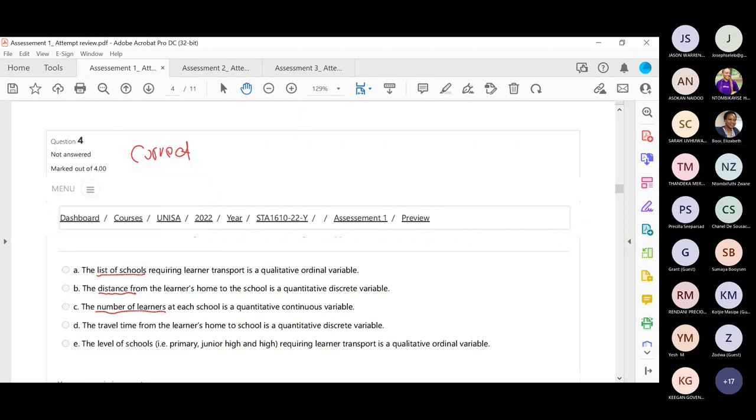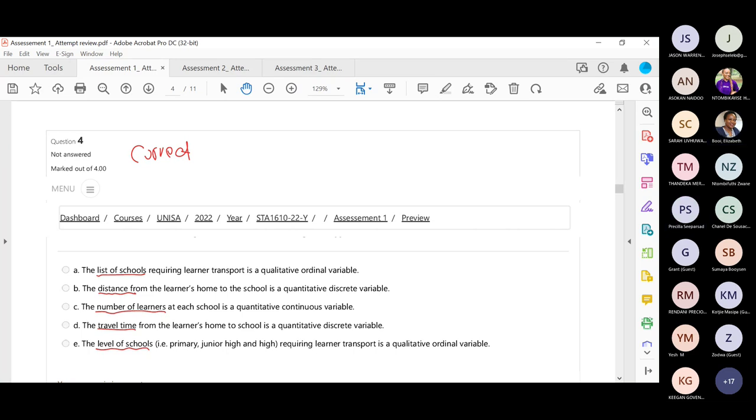D, the travel time from the learner's home to school is quantitative discrete. Travel time also is something that needs to be measured. E, the level of school, whether it's primary, junior, or high school, requiring learner transport is qualitative ordinal. So the level of school should be in an order because there is some rank in terms of the types of school. So which one of these statements is correct with regards to the types of data?